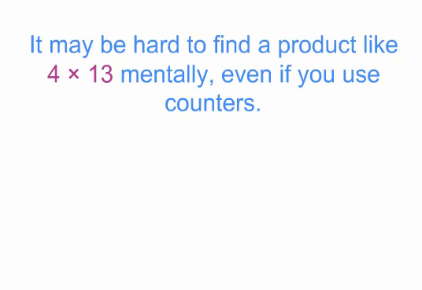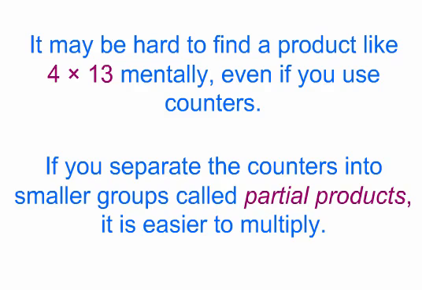Multiply mentally. It may be hard to find a product like 4 times 13 mentally, even if you use counters. If you separate the counters into smaller groups called partial products, it is easier to multiply.